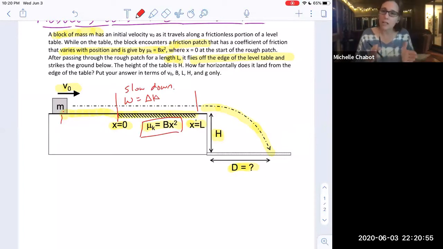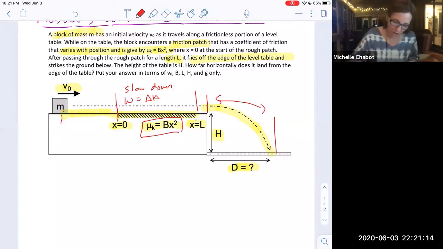So then I think, okay, there's a concept I can apply to that part of the motion. What happens after the rough patch? Well, after the rough patch, it's just going to travel to the edge of the table, and then it gets launched off the table and strikes the ground. So in this portion of the motion, that's really just our typical projectile motion. So 2D projectile motion. And then it's done, the problem's over.